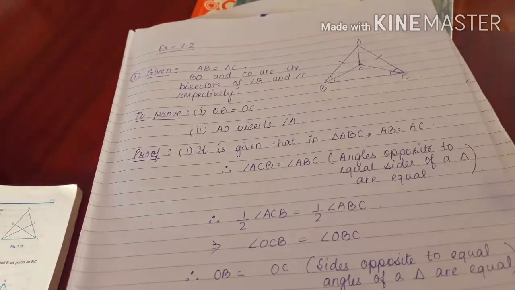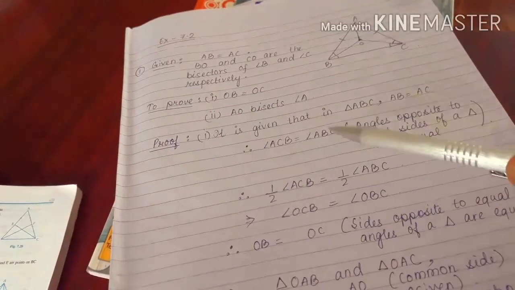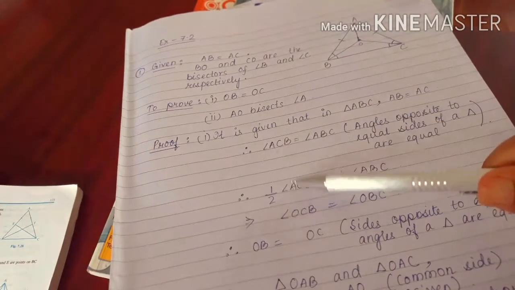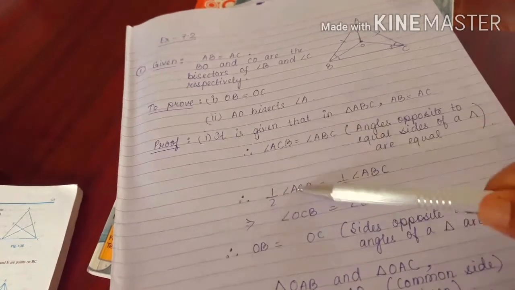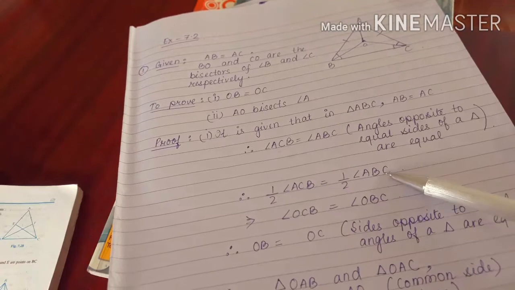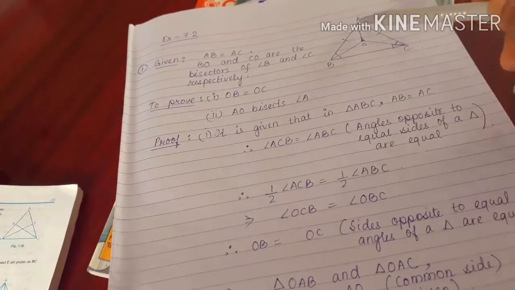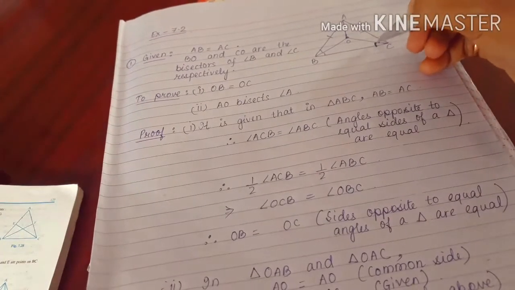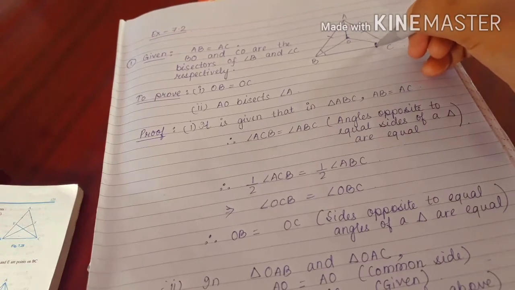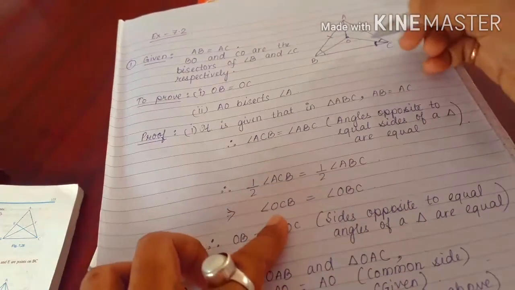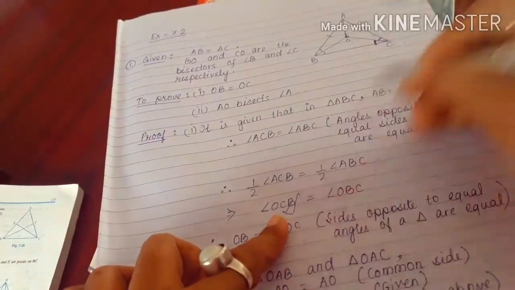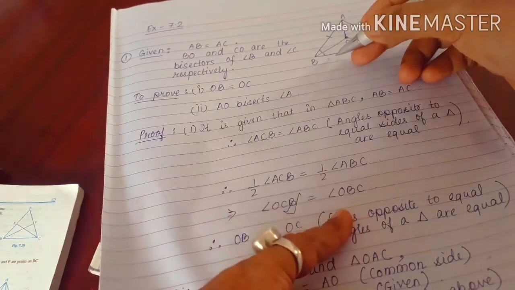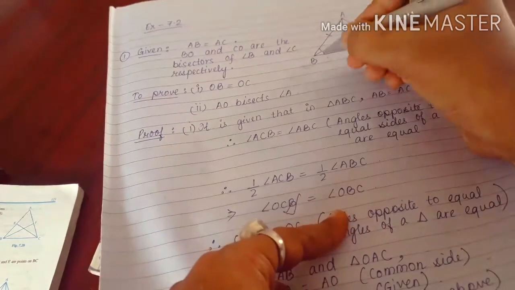Okay. So next, if 60 degrees is equal to 60 degrees, then half of 60 degrees will also be equal to half of 60 degrees. That part I have written in the next step. That is, half of angle ACB will be equal to half of angle ABC. So what is half of angle ACB? We can write it as this angle, angle OCB. Similarly, half of angle ABC will be angle OBC, that means this one.